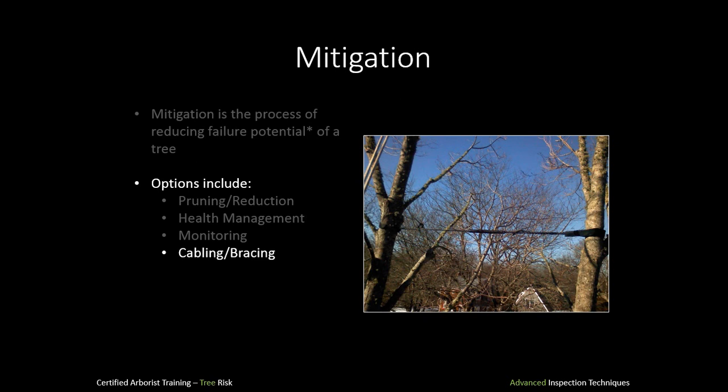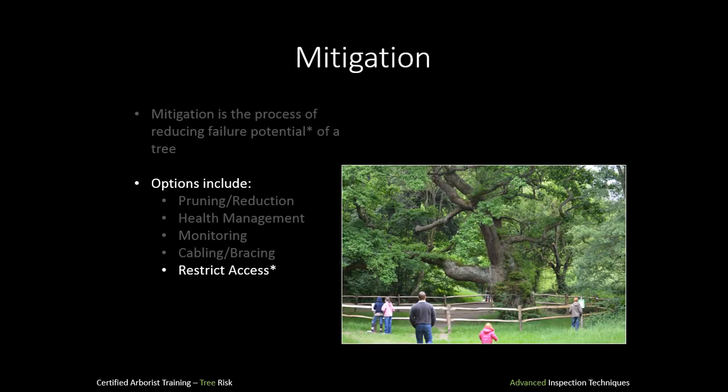Or you can use metal systems that'll drill right through the wood. And what that does is it just prevents excessive movement. It allows for a little bit of movement back and forth, which the tree needs to keep growing and putting on more wood, but it doesn't allow the tree to grow or move to a point where it's going to fall apart. You can restrict access.